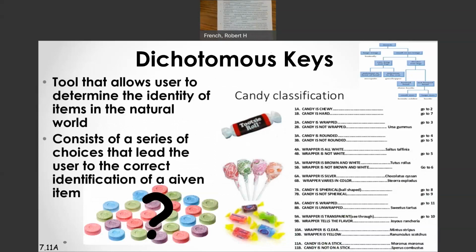A dichotomous key is a tool that allows a user to determine the identity of an organism in the natural world. It consists of a series of choices that lead the user to correct identification of an organism. We did not practice that this year, but you have done it in 6th and 7th grade, and it's possible it'll be on the STAAR test.